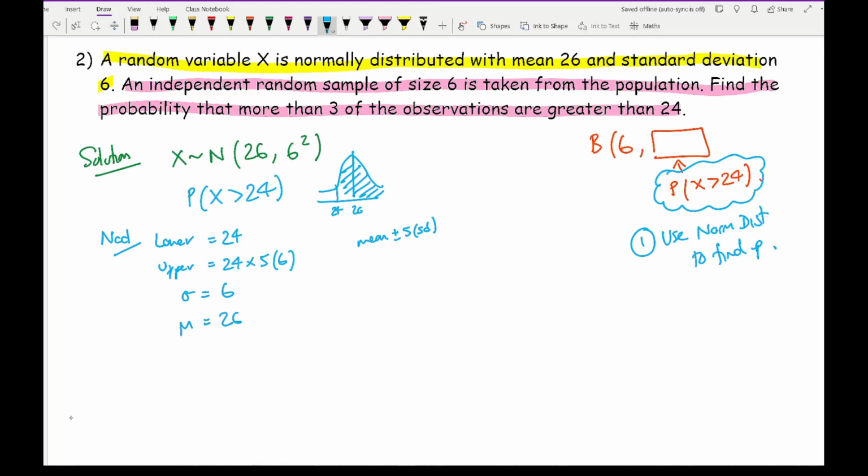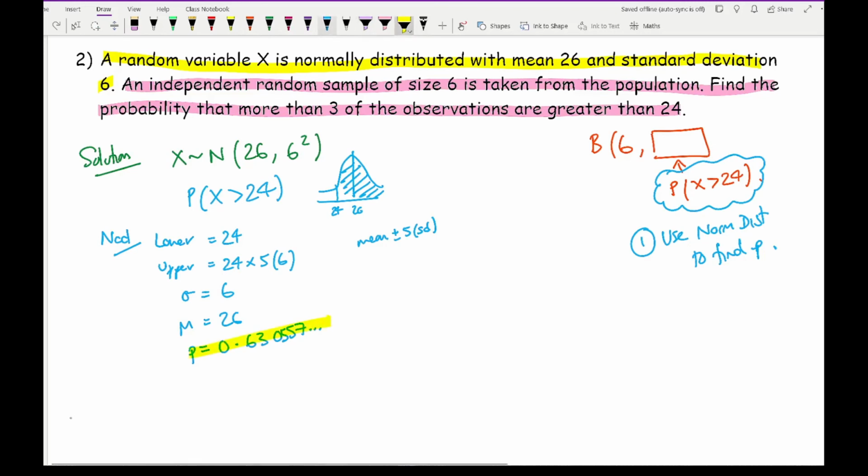Now, if I type that into my calculator, which I'm going to do right now, so just bear with me. So I've got 24, I've got 24 plus 5 lots of 6. Sigma is 6, which gives me 54. Mu is 26, and I get an answer that P equals 0.630557, and that continues. So this is my probability that I then need to use.